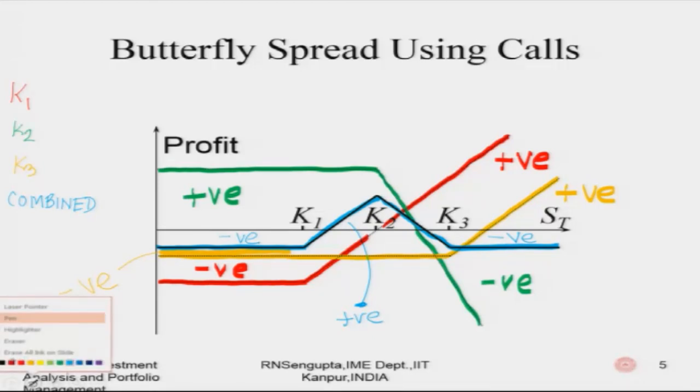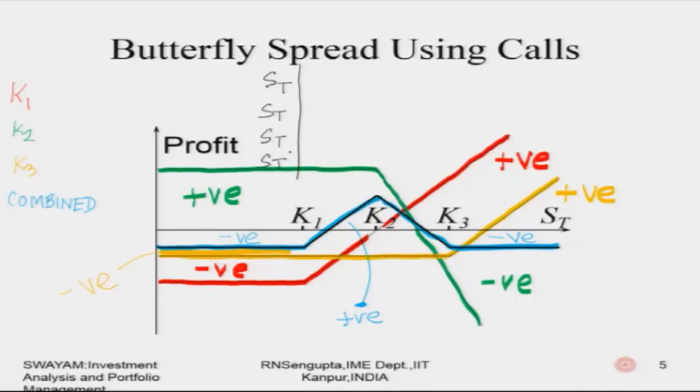If I am considering the prices, which will become more apparent when we do the payoff matrix table, you have ST. Why I have written it 4 times, it will become clear. In this case, it is less than K1. In this case, ST is like this. This is K1 and this is K2. I am using the coloring scheme, just notice it.